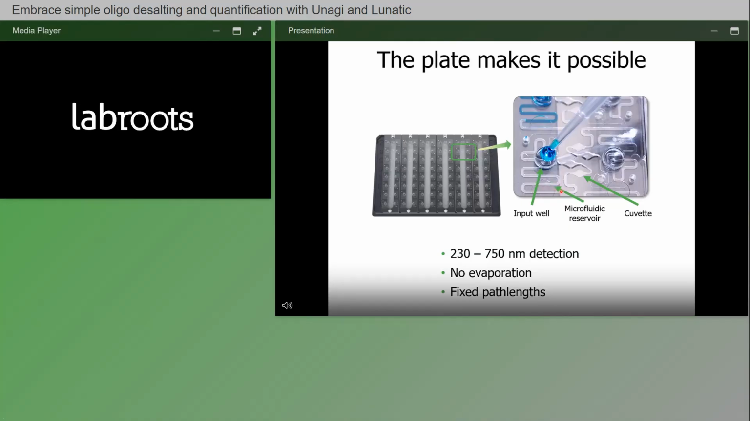And then inside of Lunatic, the sample will be pumped into these 2 cuvettes, which have fixed path lengths that allow you to do very accurate and precise absorbance readings across the wavelength range of 230 to 750 nanometers. And this is going to give you a readout of the absorbance of your sample volume, which we'll use for quantification.